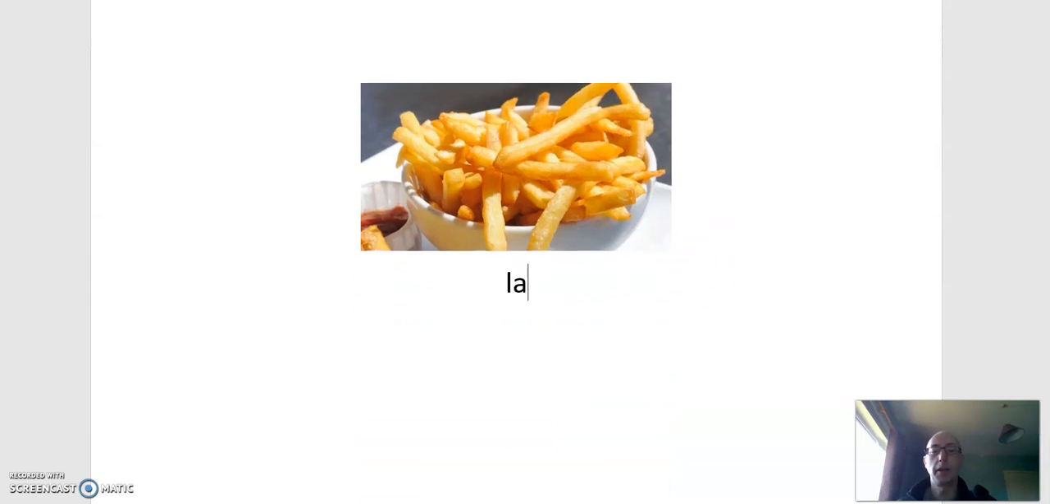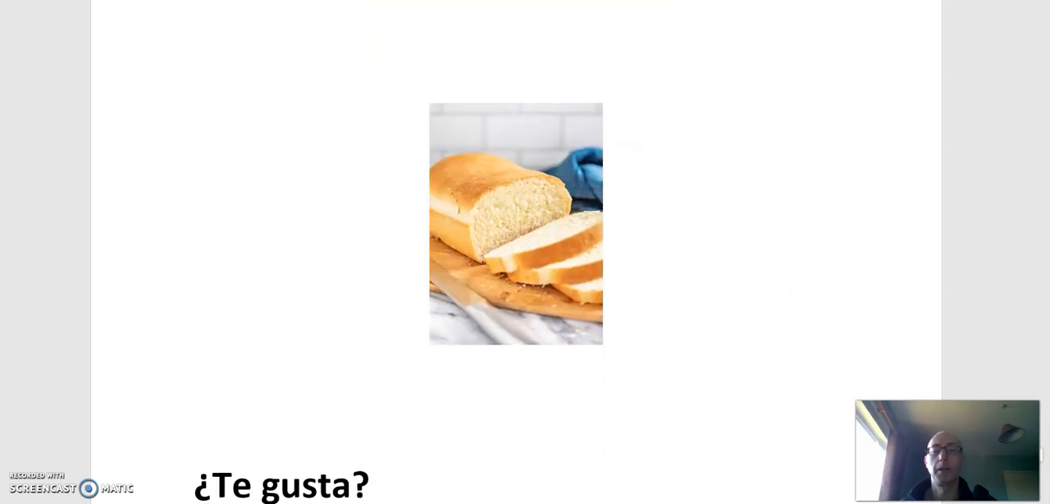¿Cómo se dice? 2 words you need. Patatas. Patatas fritas. Exactamente. And one more. ¿Cómo se dice en español? So think of a sliced pan. It's el pan. El pan.